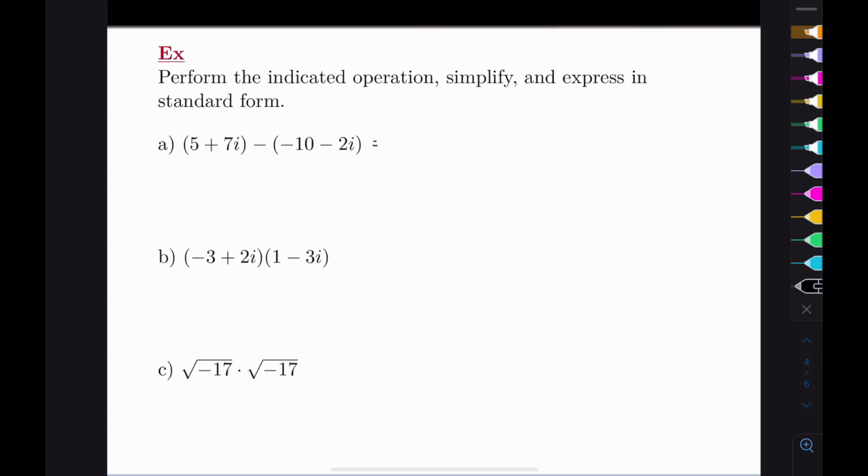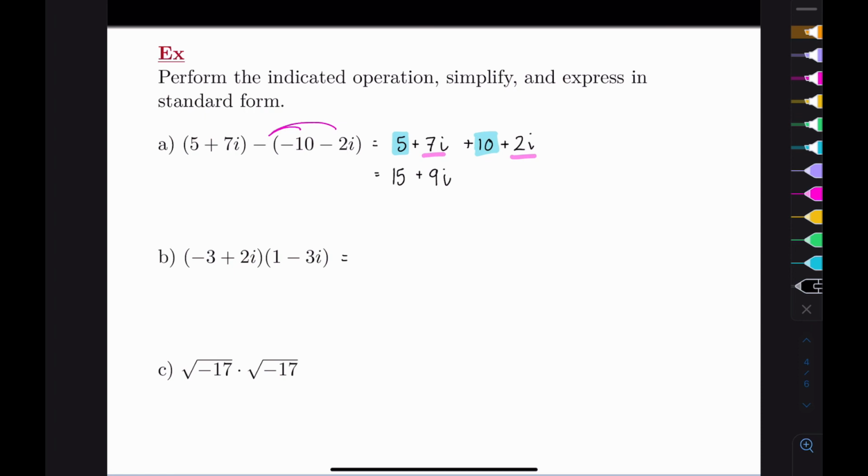So for this first problem, I want to take one complex number and subtract it. And remember, when you subtract something, you can just distribute that minus sign to both pieces. So this turns into plus 10 and plus 2i. Now I want to combine the like components. So I have 5 plus 10, which becomes 15. And then we have 7i plus 2i, and in total, we have 9i. This is in standard form, so we're all good. We can immediately see the real part is 15 and the imaginary part is 9.